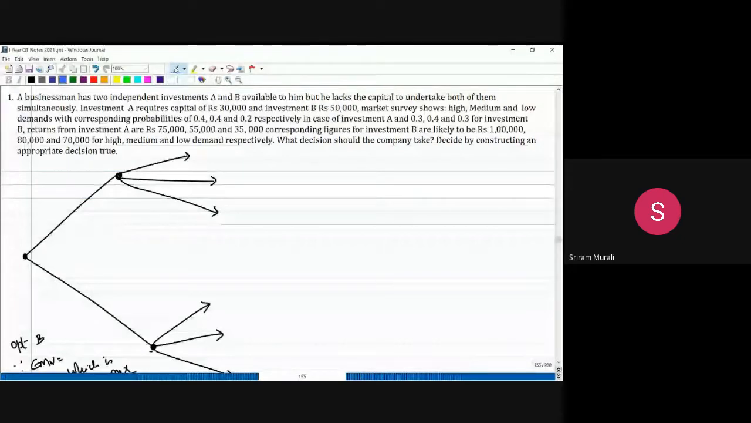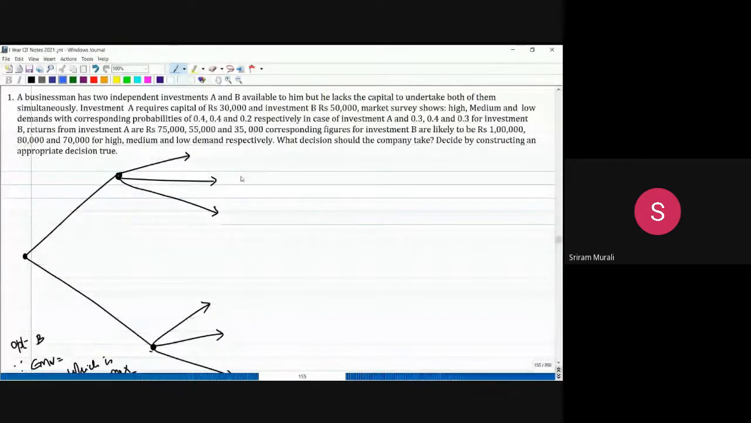The businessman has got 2 independent investments A and B available to him. So now onwards, the problem is based on the decision tree. So what we have to do? We have to find the expected monetary value for all the decisions, whatever he takes. He is having 2 independent investments A and B available to him. He lacks the capital to undertake both of them simultaneously.